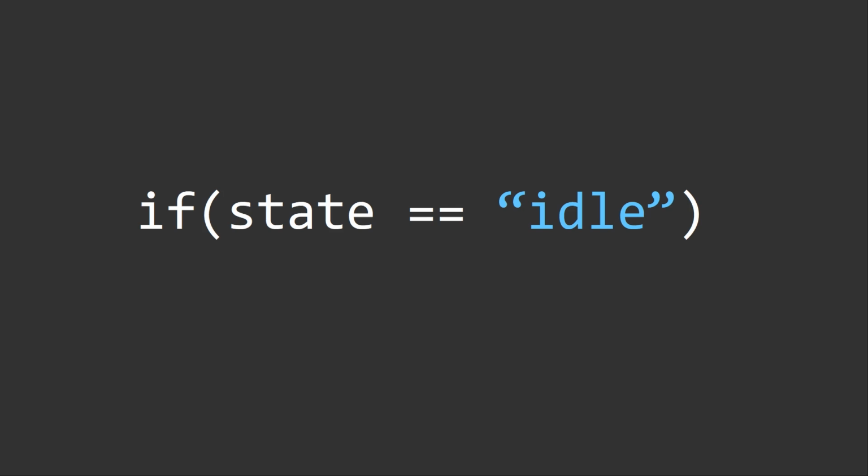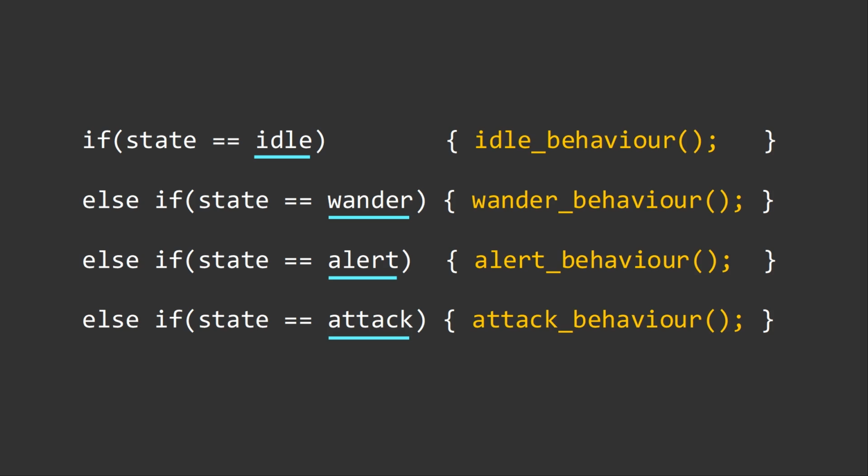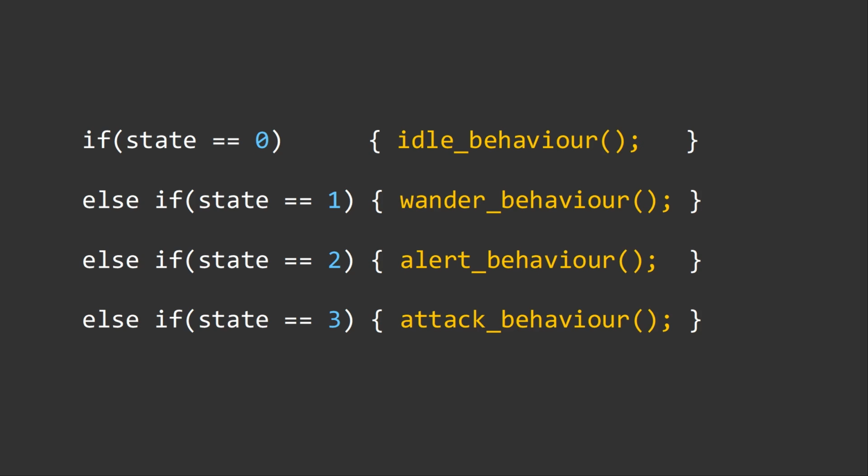But another way you might come across is to just use numbers. And the reason you might want to use numbers instead of strings is just that it takes up a lot less memory. But of course, this is going to make our code a lot less readable. You would have to keep an index somewhere to remind you what number denotes what state.